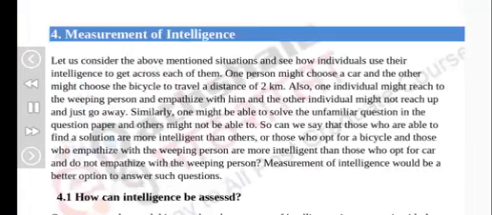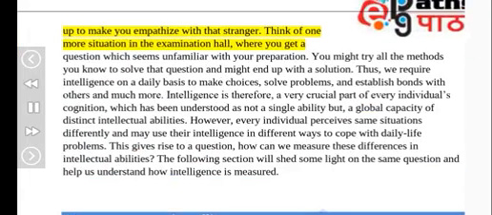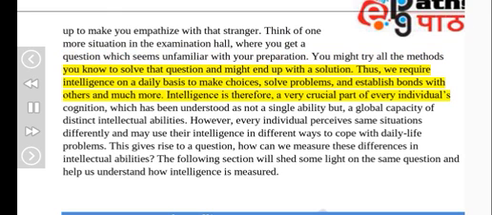to make you empathize with that stranger. Think of one more situation in the examination hall, where you get a question which seems unfamiliar with your preparation. You might try all the methods you know to solve that question and might end up with a solution. Thus, we require intelligence on a daily basis to make choices, solve problems, establish bonds with others and much more.